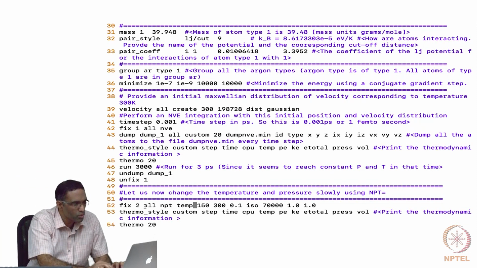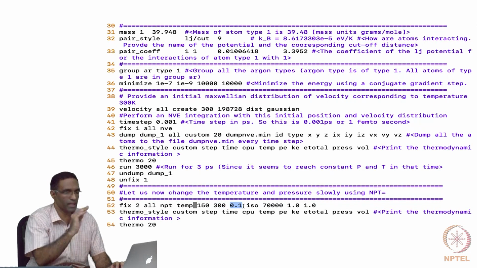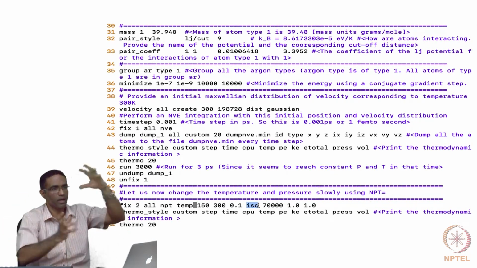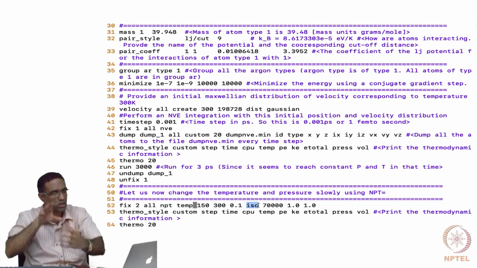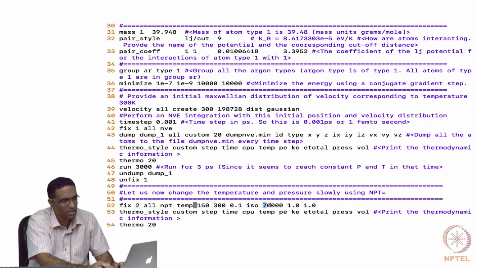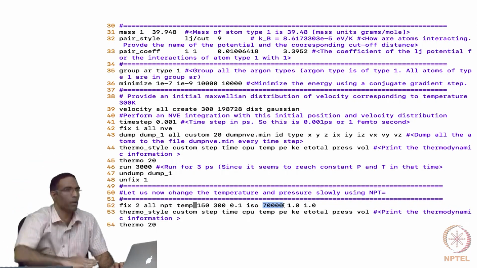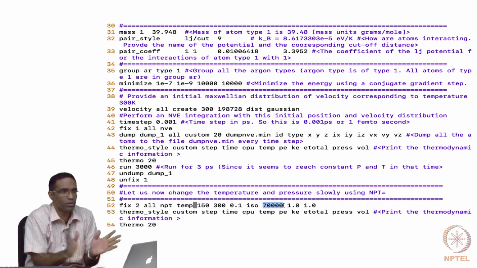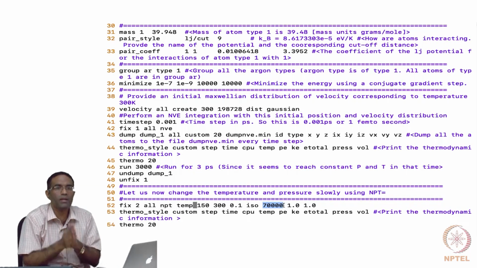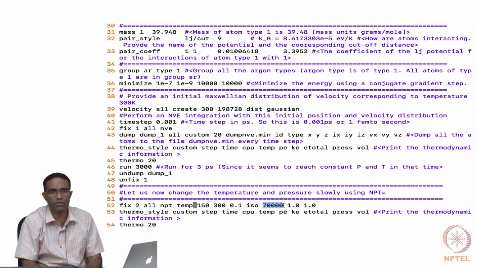So fix all NPT, and I say that my start temperature is 150 Kelvin and I want to end at 300 Kelvin, and I specify a parameter called T damp, and then I specify ISO, which means I want to isometrically apply the pressure, which means the pressure is going to be the same in all the directions. The starting value was 70,000 and I want to bring it down to 1 bar. It was 70,000 bar previously, but now I want to bring it down to 1 bar. So I want to bring it down to, say, atmospheric conditions, 300 Kelvin and 1 bar atmospheric pressure.